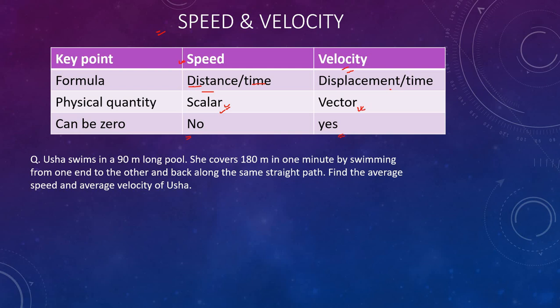Let's talk about this question. Usha swims 90-meter long pool. She covers 180 meter in 1 minute by swimming from one end to another and back the same straight path. Find the average speed and average velocity of the Usha. Now there is another concept, average speed, which I thought I'll make a separate video, but let's talk about it here itself. So average speed is nothing but total distance traveled by total time.